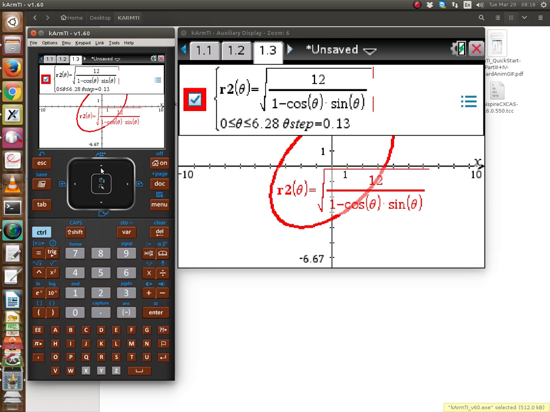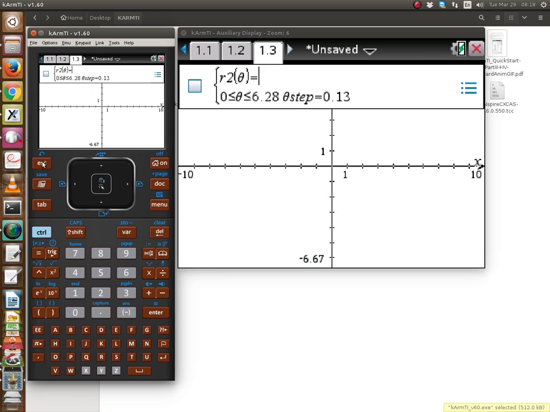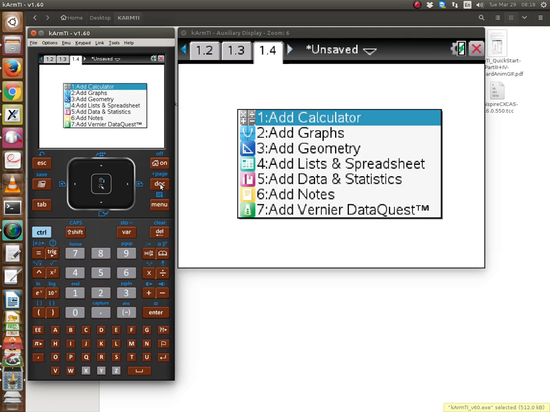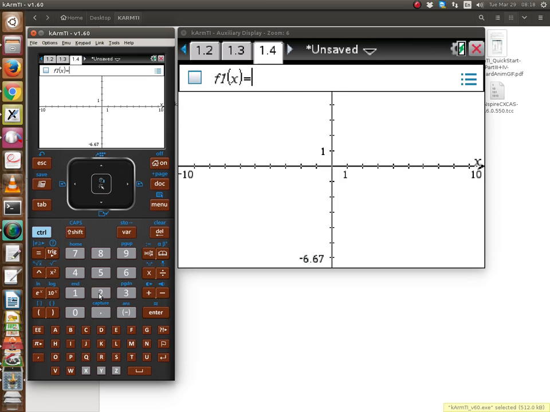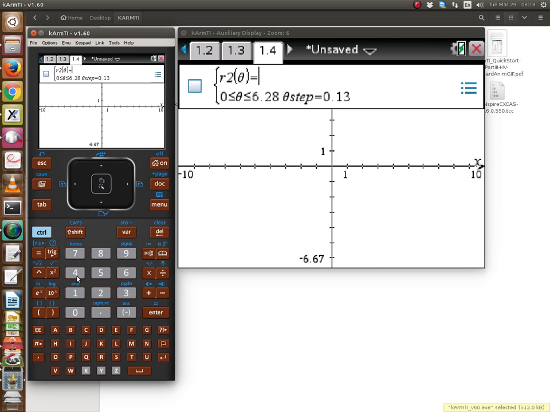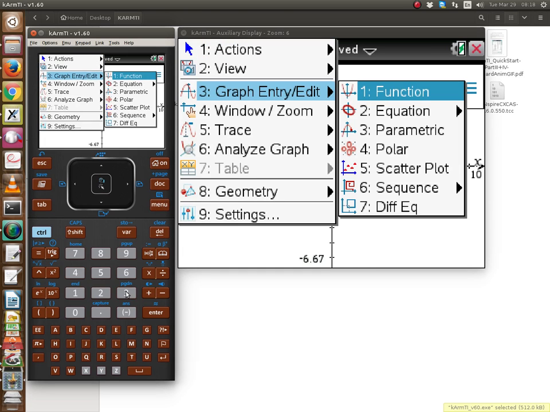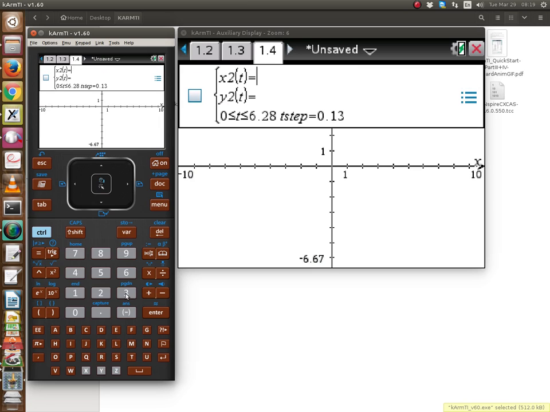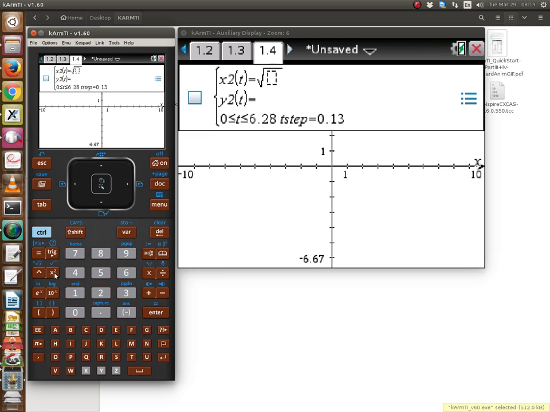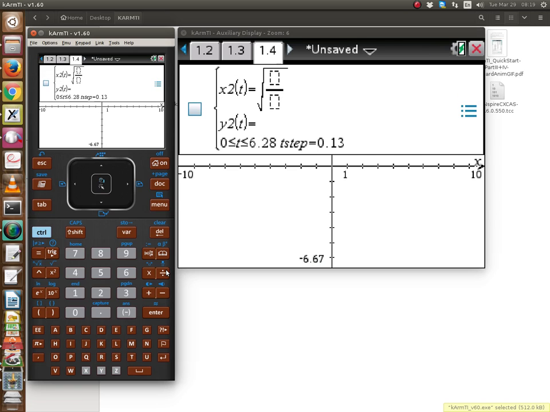Let's find out. Let's make a new page, a new graph window. Let's make it parametric. Where's my parametric? 3. There it is. Okay, so it's the square root of rational 12 over 1 minus cosine.